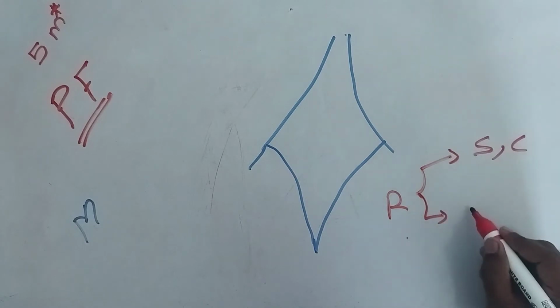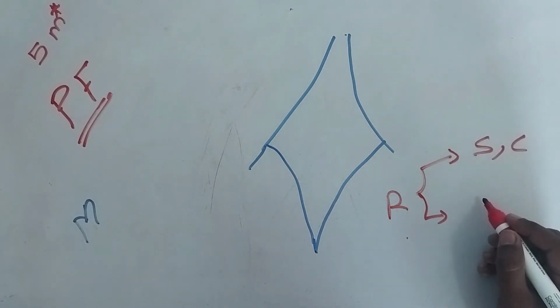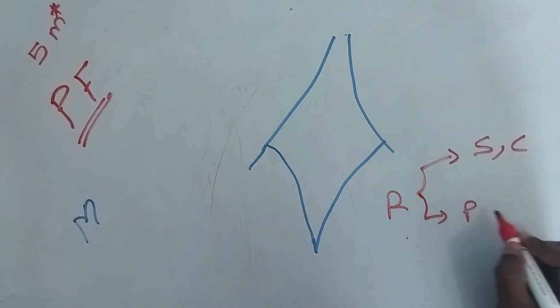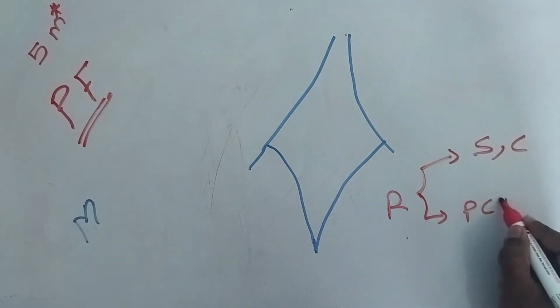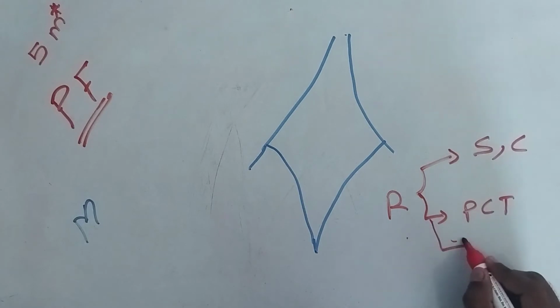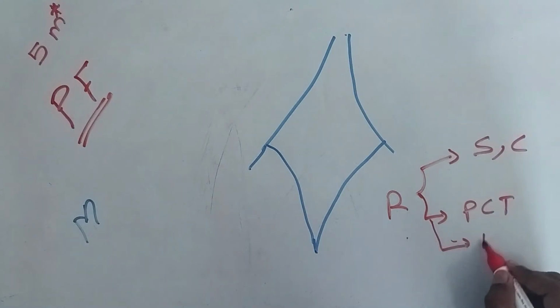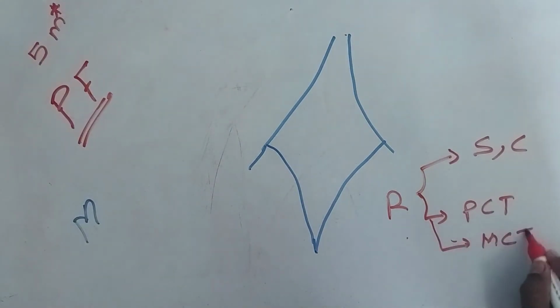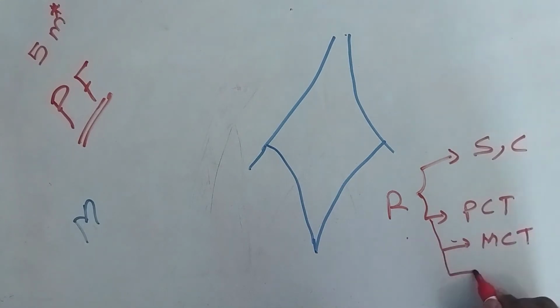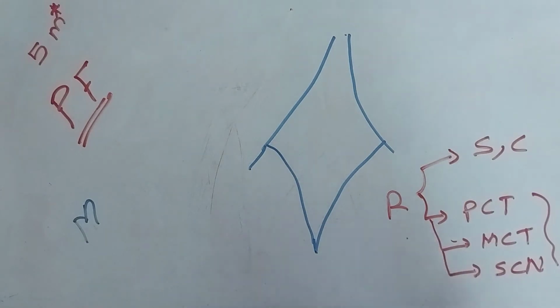The cutaneous nerves are of three types. The first one is the posterior cutaneous nerve of thigh. The second one is the medial cutaneous nerve of thigh, and the third one is the sural communicating nerve or peroneal communicating nerve. These three are the cutaneous nerves related to the roof of the popliteal fossa.